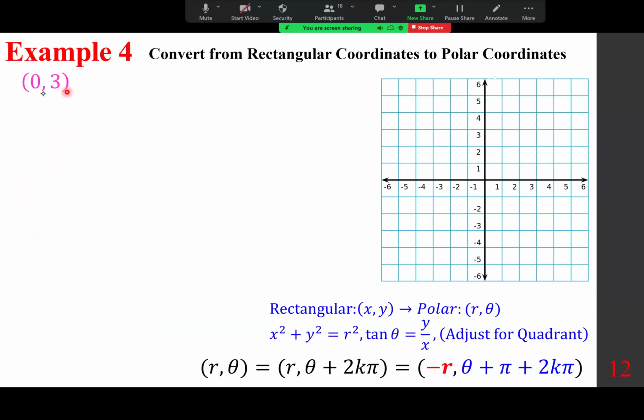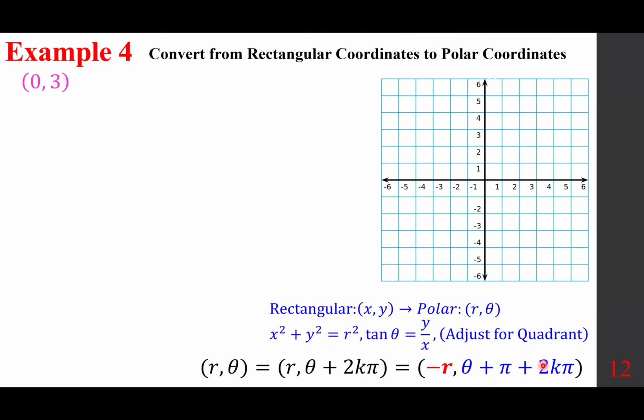Convert rectangular coordinates to polar coordinates, and the pair given is 0 comma 3. Reminding you, rectangular is in the form of x comma y, polar is r comma theta. x squared plus y squared is r squared, tan theta is y over x. It's just for the quadrant. r comma theta is the same as r comma theta plus 2k pi, meaning add multiples of 2 pi. If you want to change the r to negative, then theta plus pi plus 2k pi, and this means odd multiples of pi. That's the meaning of it, everybody. So I hope it's clear to everybody.